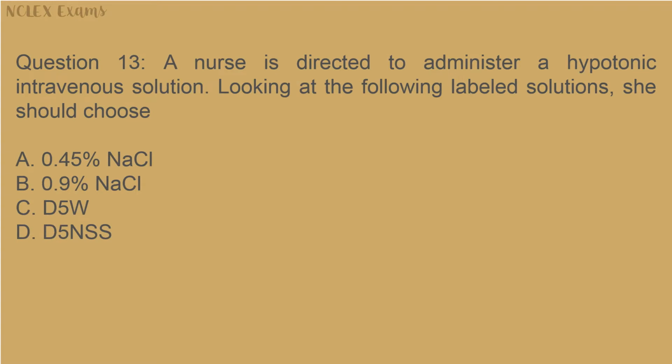Question 13. A nurse is directed to administer a hypotonic intravenous solution. Looking at the following labeled solutions, she should choose: A. 0.45% NaCl. B. 0.9% NaCl. C. D5W. D. D5NSS.